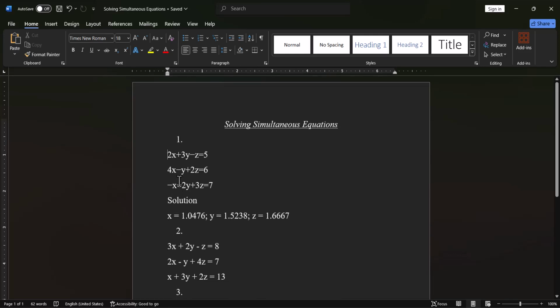Hello guys, welcome to Solving Solutions. On today's tutorial, we are going to show you how to use MATLAB to solve system of linear equations.